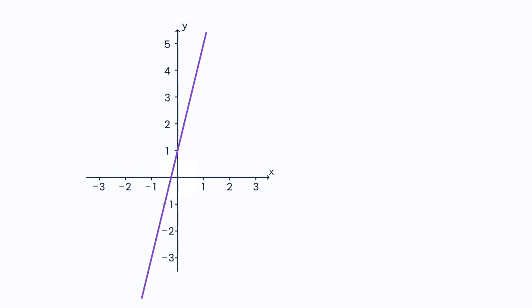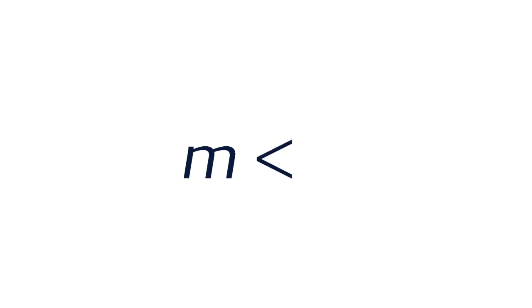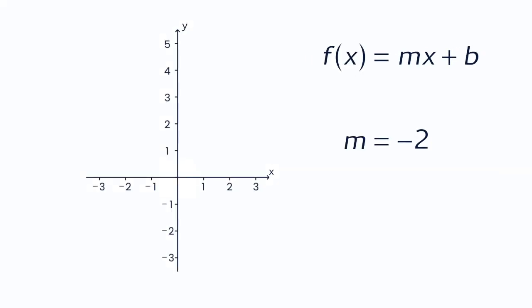Now let's look at what the graph of a linear function looks like when m has a negative slope, meaning where m is less than 0. For this graph, let's say that m equals -2 and b equals 1. Then the graph will look like this. When the slope is negative, the graph slopes downwards to the right, like this.